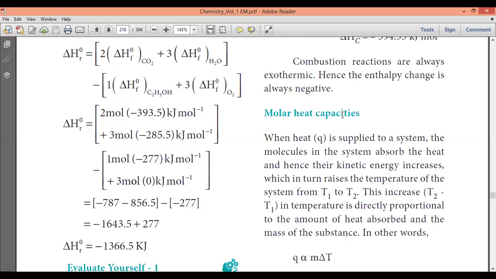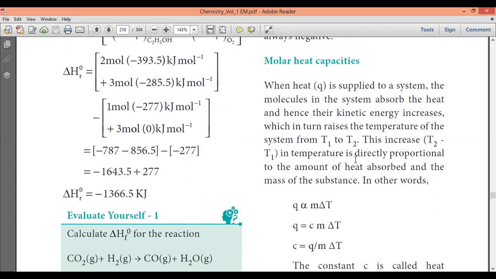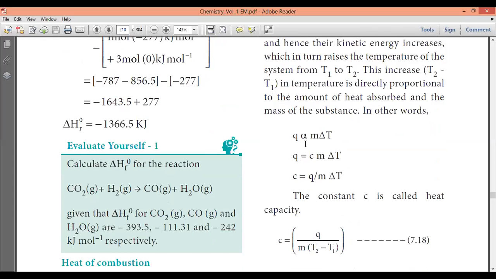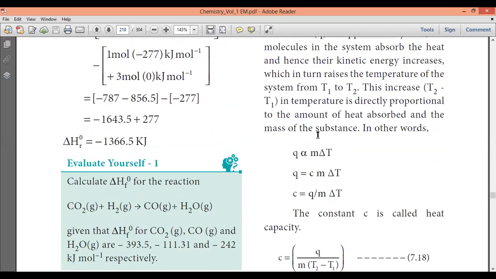Then comes molar heat capacities. When heat is supplied to a system, molecules in a system absorb the heat, and that we discussed earlier. See here, their change only we are simply representing as Q is proportional to M delta T. So M refers to mass, delta T is simply the change in temperature, T2 minus T1. So now Q will be equal to C M delta T.